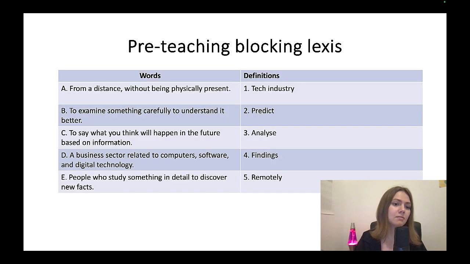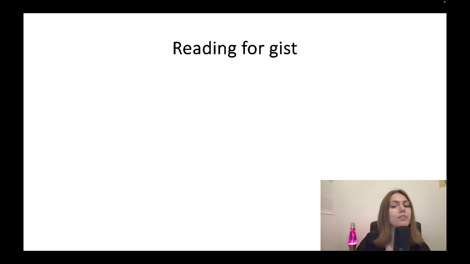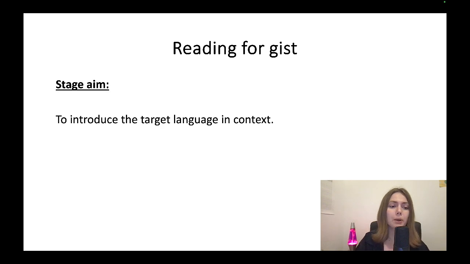In this lesson, my hypothetical students would look at those words and the task would be to match the words and definitions. Oh, wow, that should be the other way around. So they'd be matching the words and definitions there. So that's it. Once that is clear, they read for gist. Now, the purpose of it is to introduce the target language in context, and it's only a gist reading, so they only need to understand the big picture. They don't need to understand any subtle details of the text.